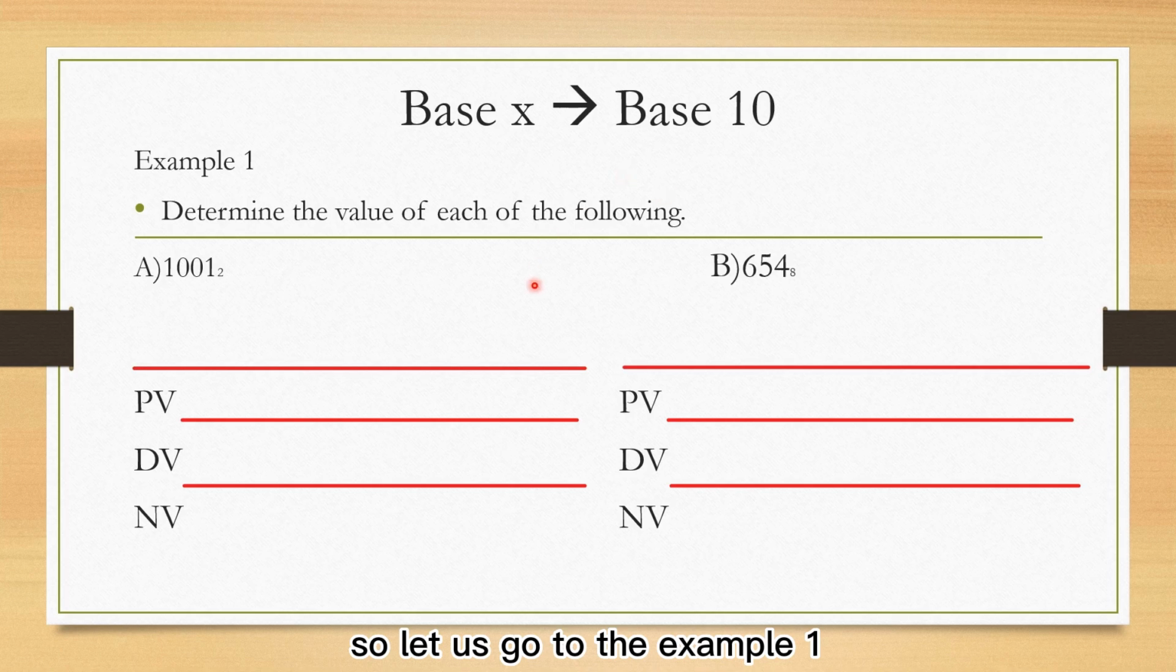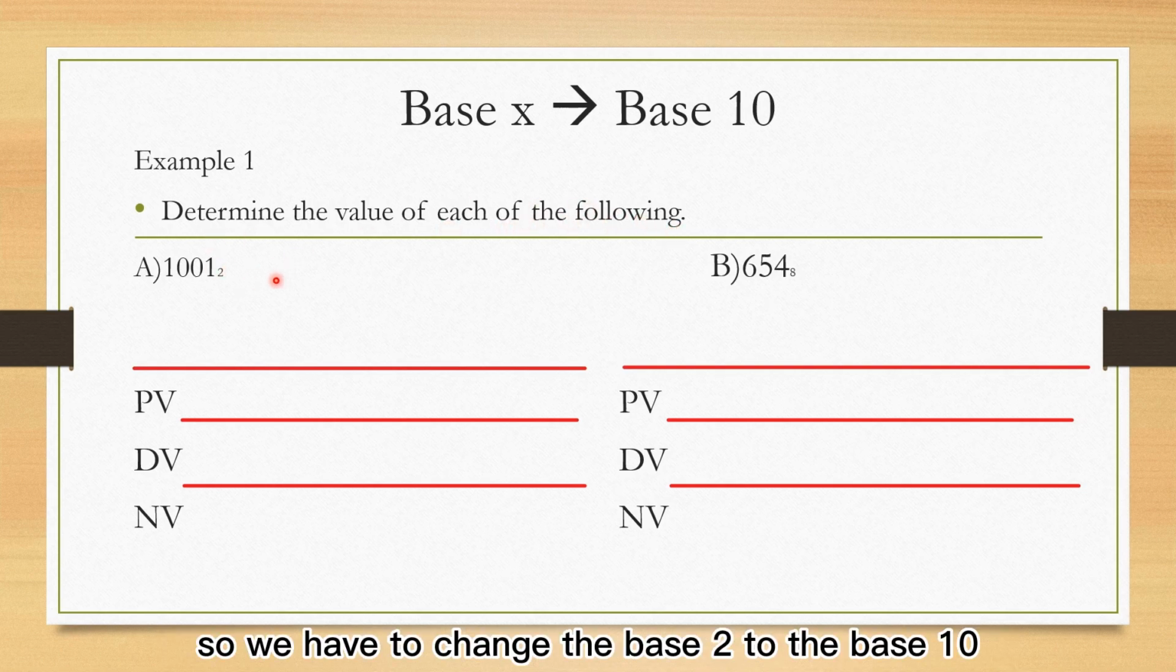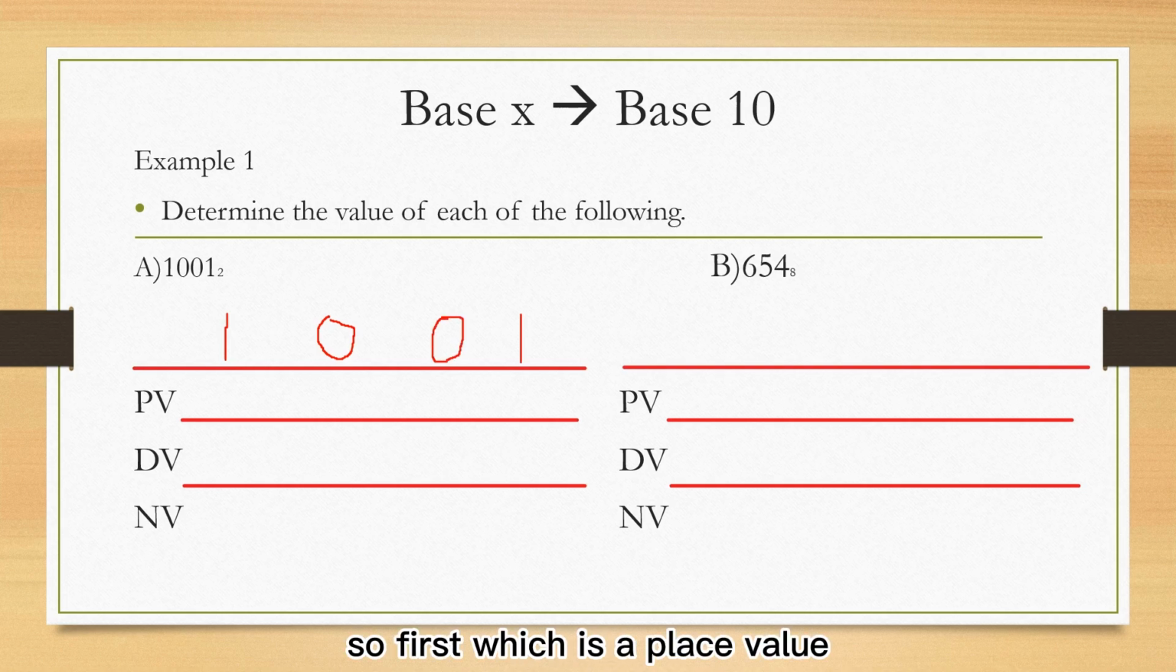Okay, let us go to example 1, which is to determine the value of each of the following. We have to change base 2 to base 10, and I will do it like this. First, let us write out the value first: 1, 0, 0, 1.